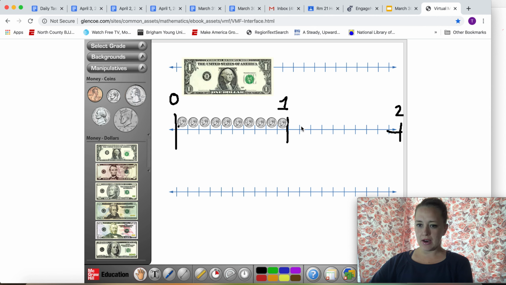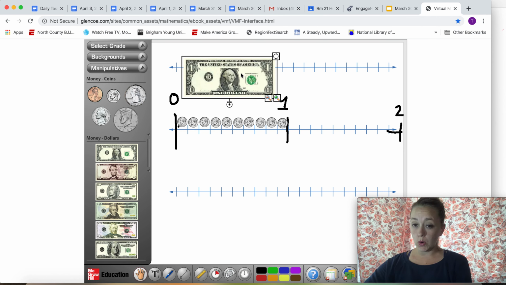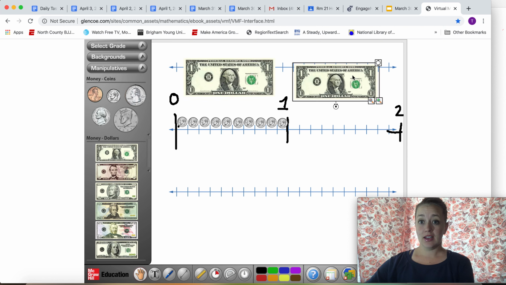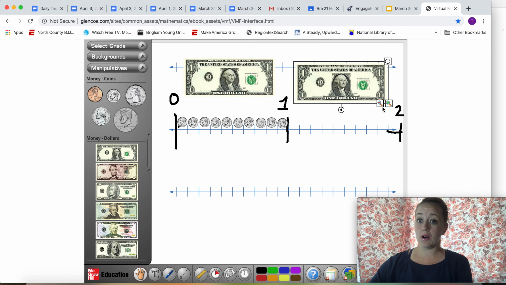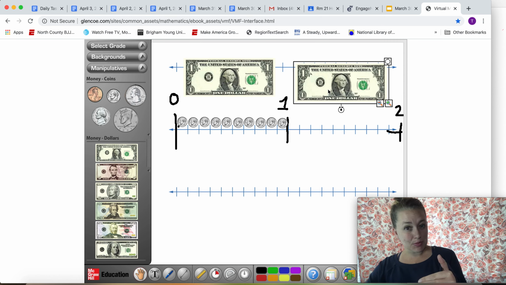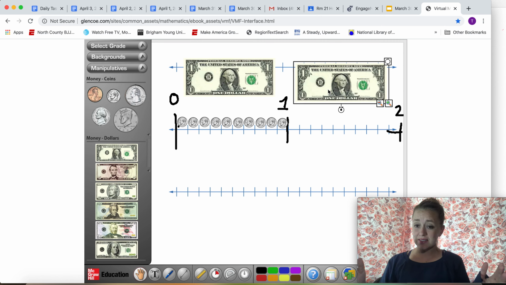If I want to think about a decimal, I like to think about it like a dollar bill. And this dollar bill right here is my whole. It's my $1. So that's why I put it right here in between my 0 and my 1. If I wanted to, I could take another dollar and put it right here in between my 1 and my 2, because I'm saying, this is one whole and this is one whole. So then we think, what are decimals? Well, decimals are parts of the whole.